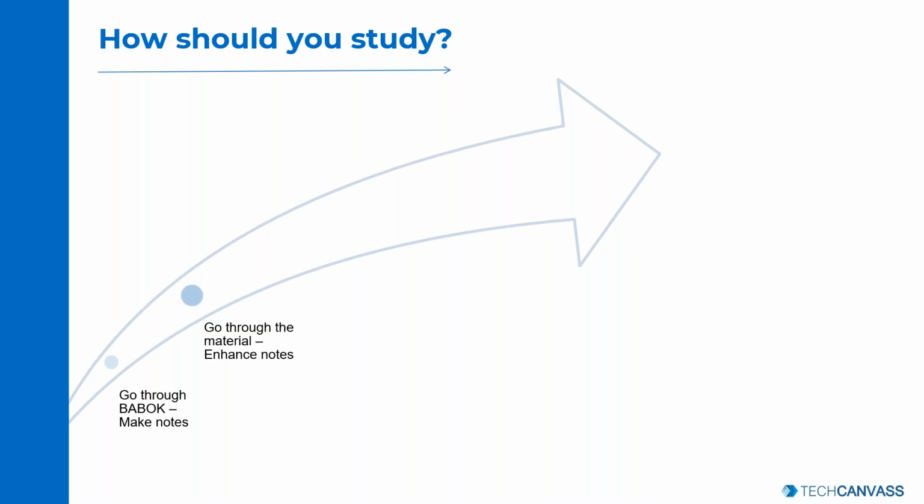The second step is to go through the material, because the material would probably help you understand it a bit more. It is more on a summarized, presentation level, like the difference between a document and a presentation. So the material would be more of a presentation: summary, highlights, structure, etc. You need to enhance your notes accordingly. If something is emphasized in BABOK and also emphasized in the material, then you emphasize it in your notes as well, and you arrange your things accordingly.